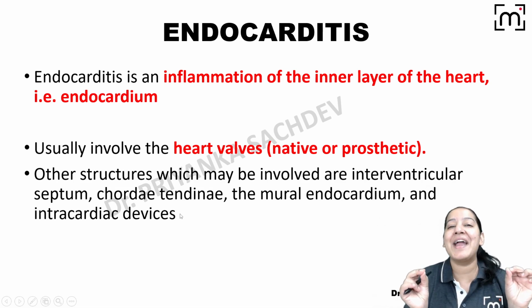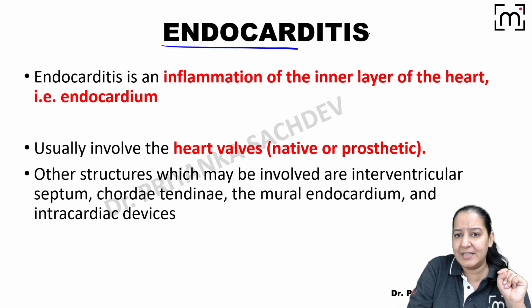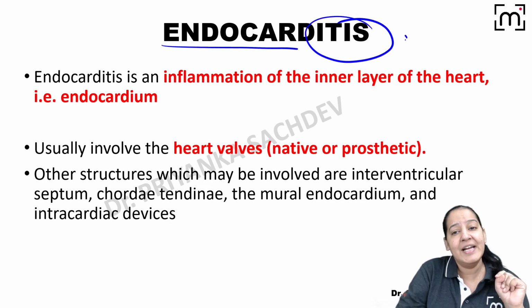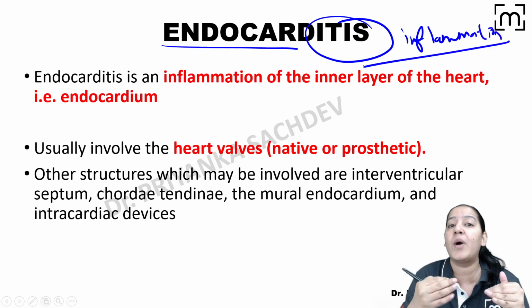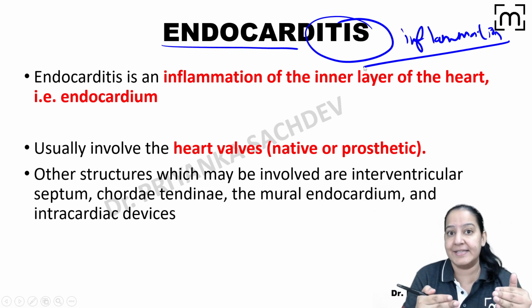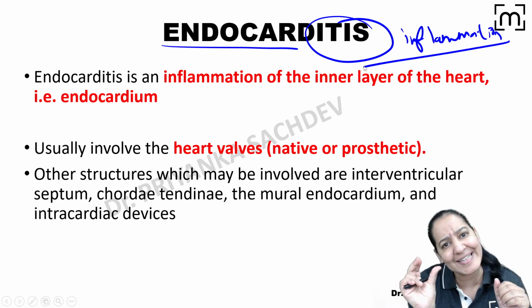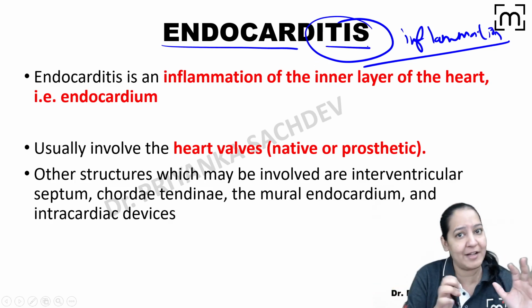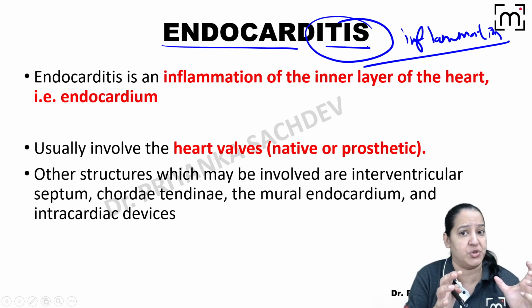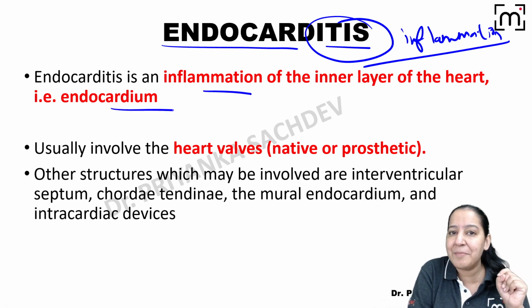So let me start endocarditis. What do you mean by the term endocarditis? In pathology, anything with itis is the inflammation of that part: appendicitis, bronchitis, meningitis. There are many itis in pathology. In pathology, the term itis means inflammation of that organ, that part, that tissue. So endocarditis is, of course, the inflammation of the endocardium of the heart.